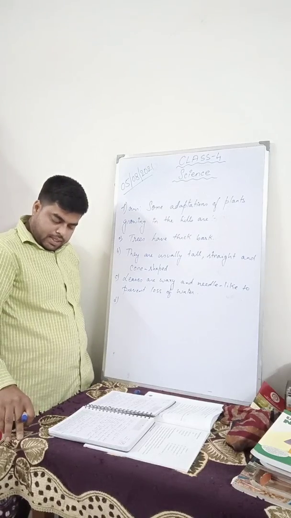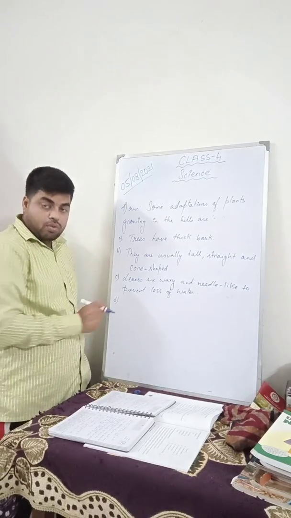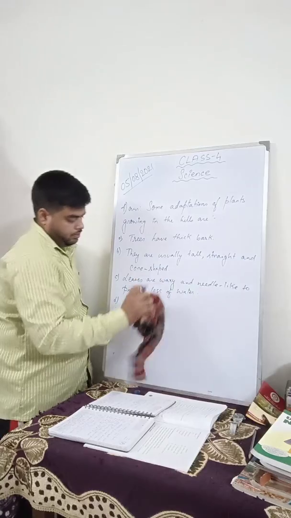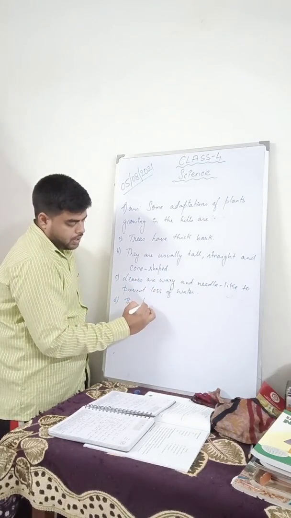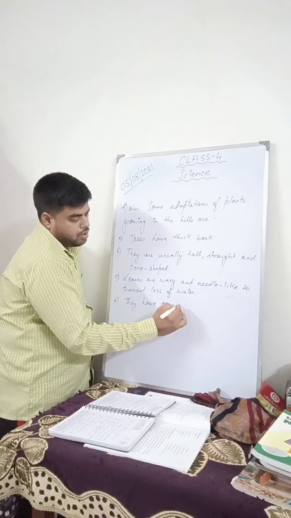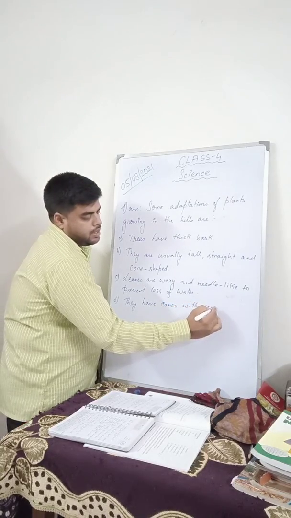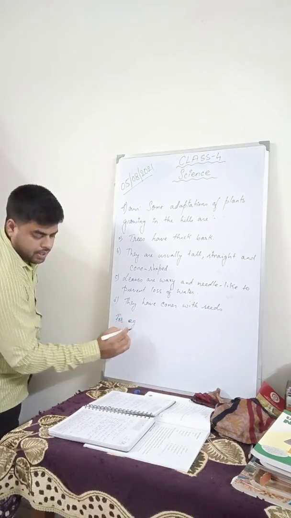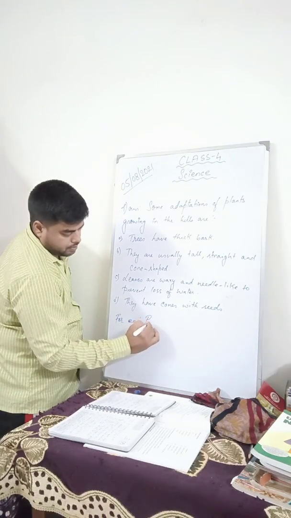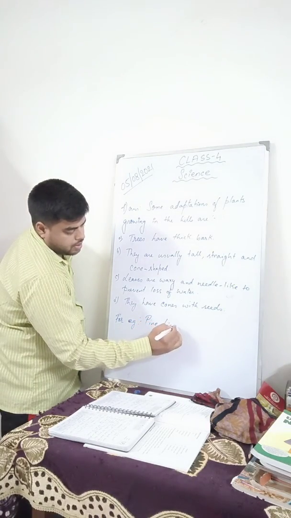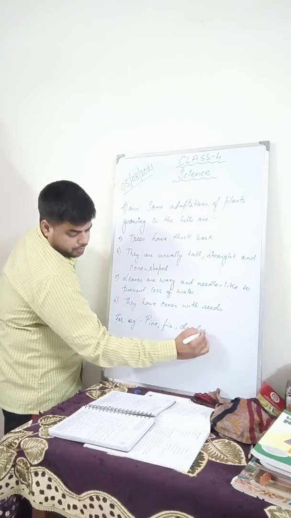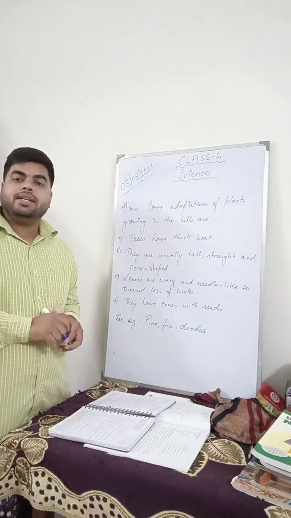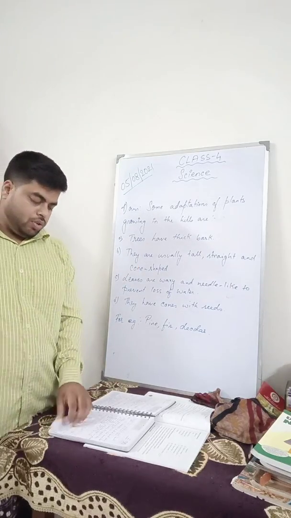Number 4, these are flowerless trees and in place of flowers they have cones with seeds. For example, they have asked you for examples. So for example, pine, fir, deodar, etc. So this is the answer for the adaptations of the trees growing in the hills. Please note it down.